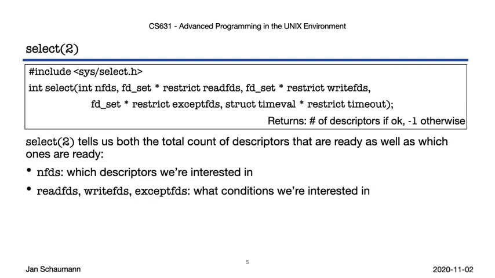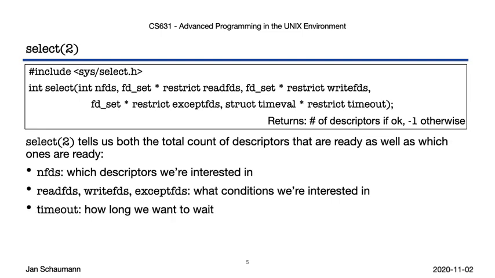Then we pass in a file descriptor set for each of the fields readFDs, writeFDs, and acceptFDs, and select will, respectively, check whether any file descriptors in those sets are ready for reading, writing, or if an exceptional condition has occurred. Exceptional conditions include, for example, out-of-band messages arriving on a socket, something we may revisit in a future lecture on advanced I/O as well.